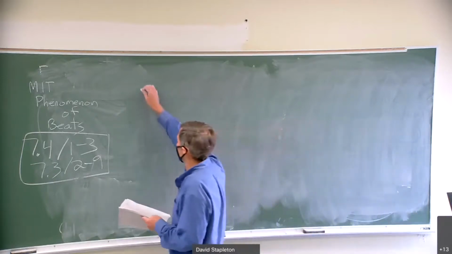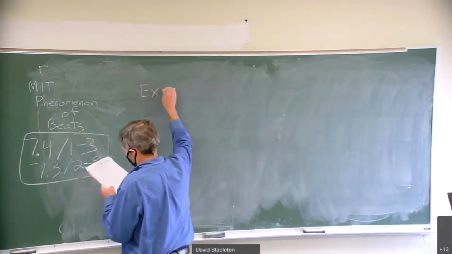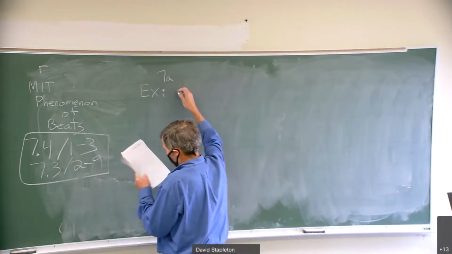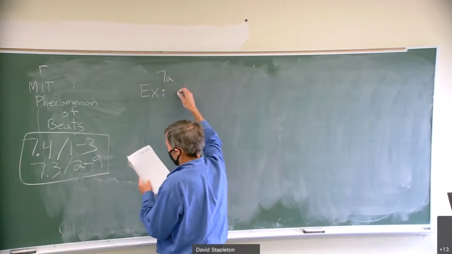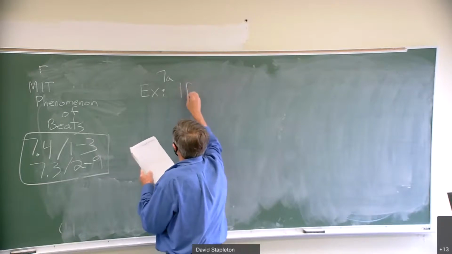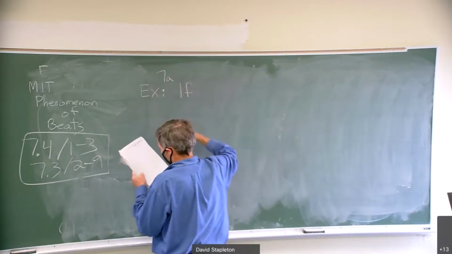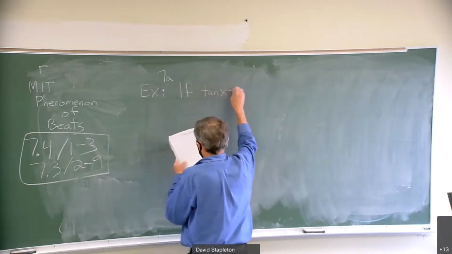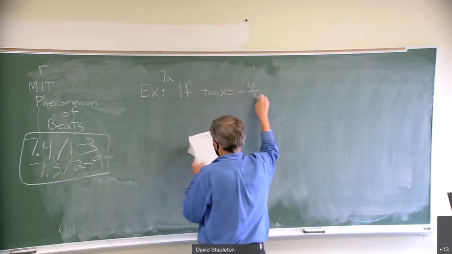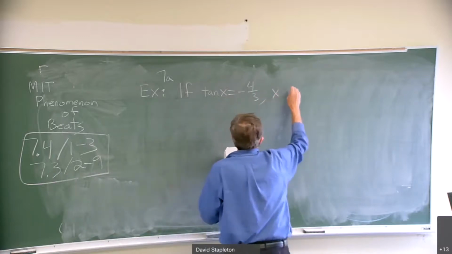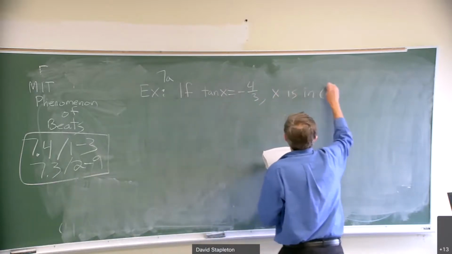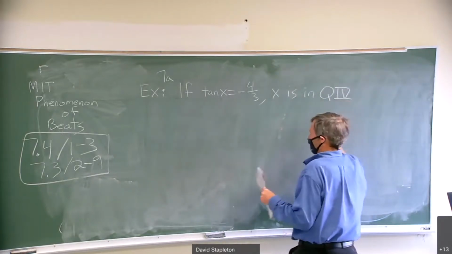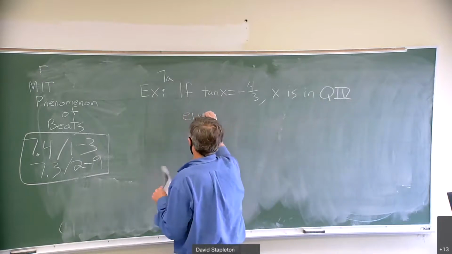Here's a good example that I omitted today for lack of time, but I thought might be useful. This is 7A out of 7.3, and it says this. So this is going back to the half and double angle identities. If tangent of x equals -4/3, and x is in quadrant 4, evaluate, and they ask you to evaluate 3 of these.